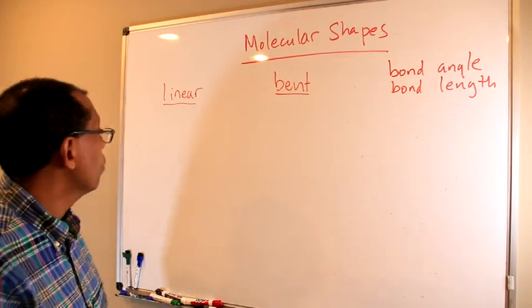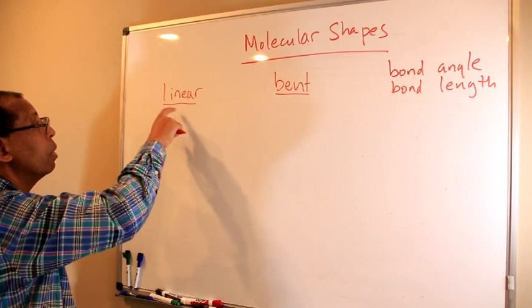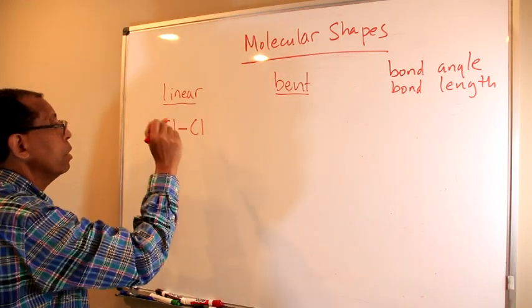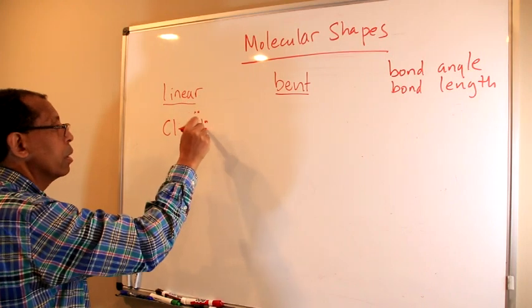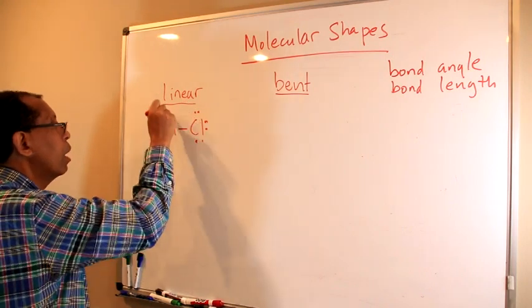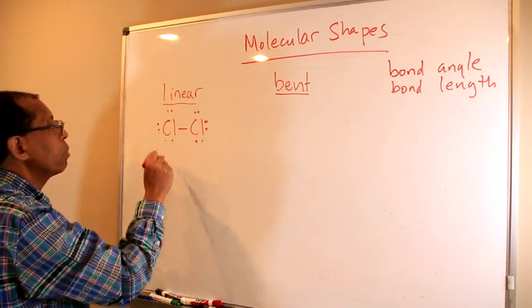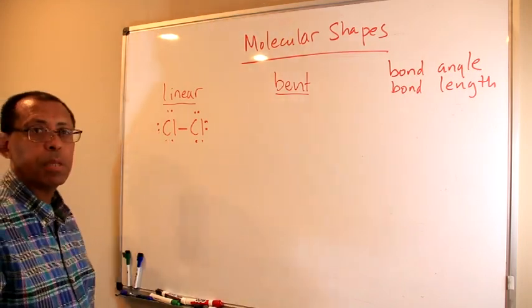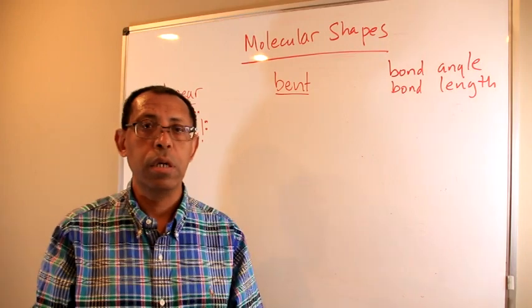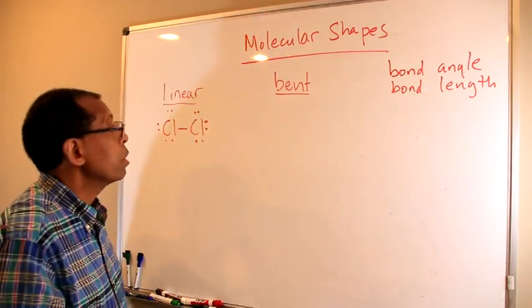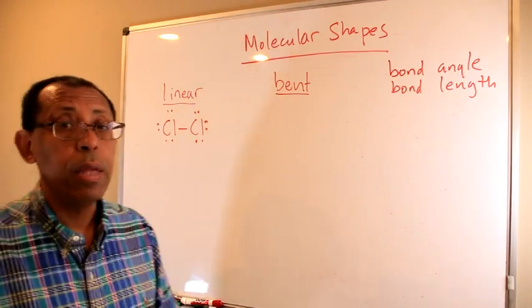For example, if you just look at a linear molecule, if you just say chlorine with its lone pairs, remember to account all of the lone pairs, this is a linear molecule. That means chlorine exists as a linear Cl-Cl bond, as a linear molecule. And there are bent molecules.